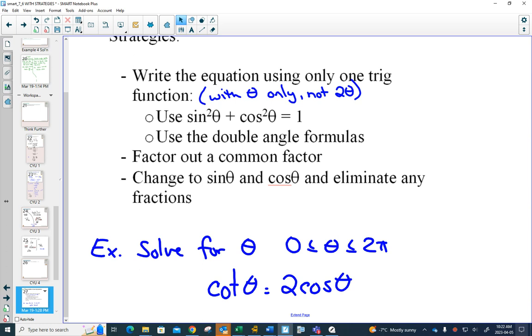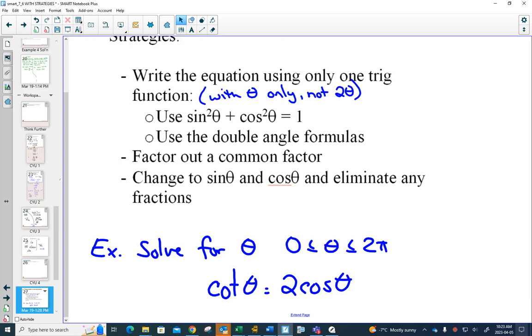So first of all, the strategies. I always like the first strategy first. If you can write something with only one trig function, that's very powerful. Can you change everything to sine, everything to tan, everything to cos, everything to cosecant? It doesn't matter which one. That can be very, very powerful because now you're solving just with one thing and you can use all of your algebra skills. Sometimes you can't do that, okay? If you can't do that, then the next two bullets come into play.